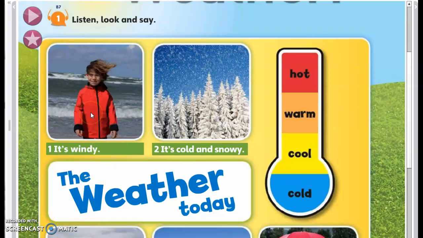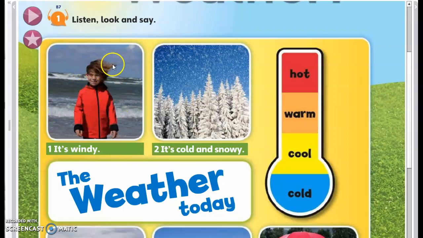The first thing that I want you to do is pause it a little bit and tell me, what can you see in the picture? Describe this picture. I can see a boy. Also, I can see the sea behind him. There are a lot of waves, and this means that the sea is rough.